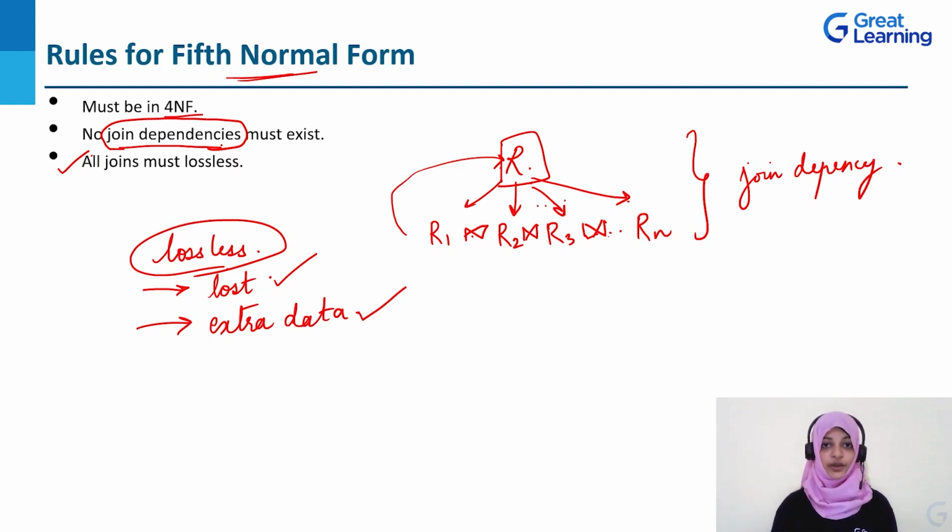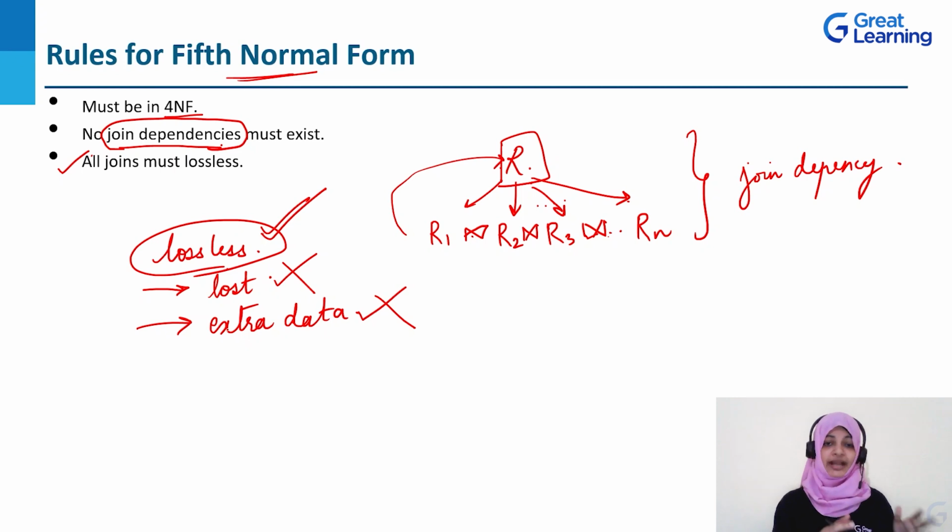This kind of a join is known as a lossy join, or a lossy join. Not having these elements in your join will actually convert it into a lossless join. Let us understand the fifth normal form with an example.